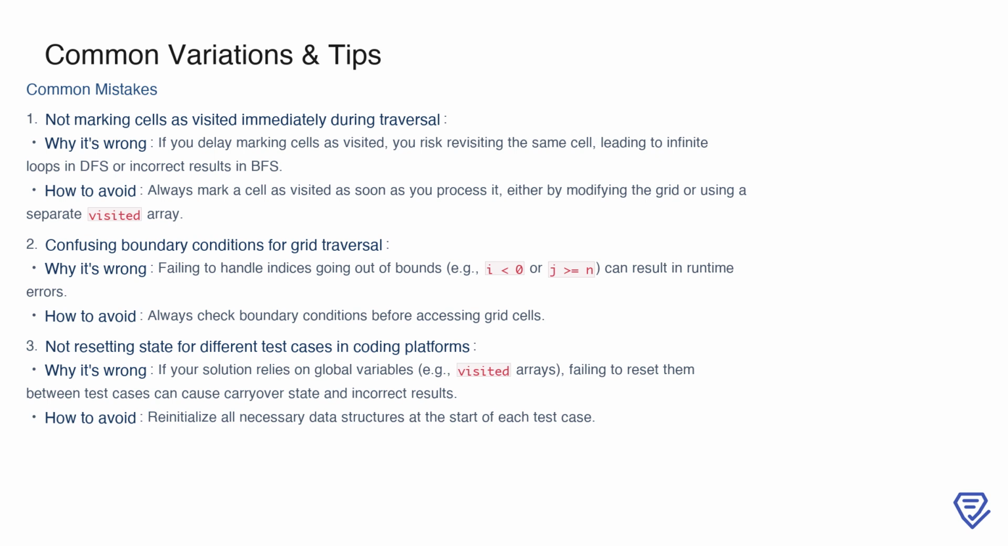Another frequent error involves mishandling boundary conditions during grid traversal. For instance, not checking whether indices go out of bounds, such as i equals 0 or j equals n, can lead to runtime errors. Always ensure boundary checks are in place before accessing grid cells.